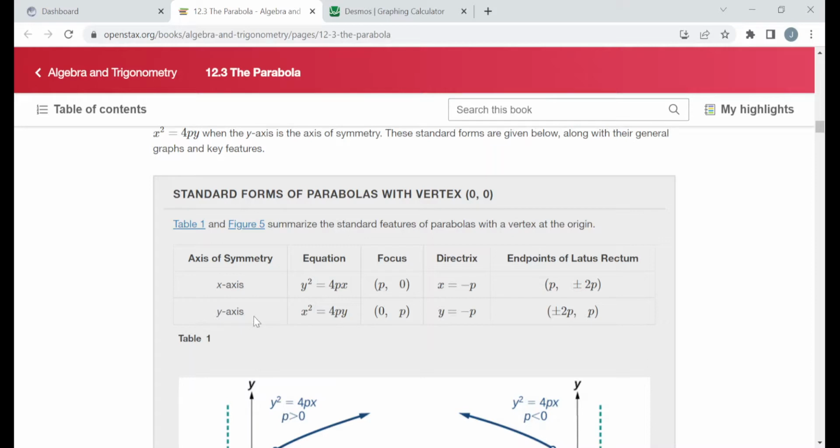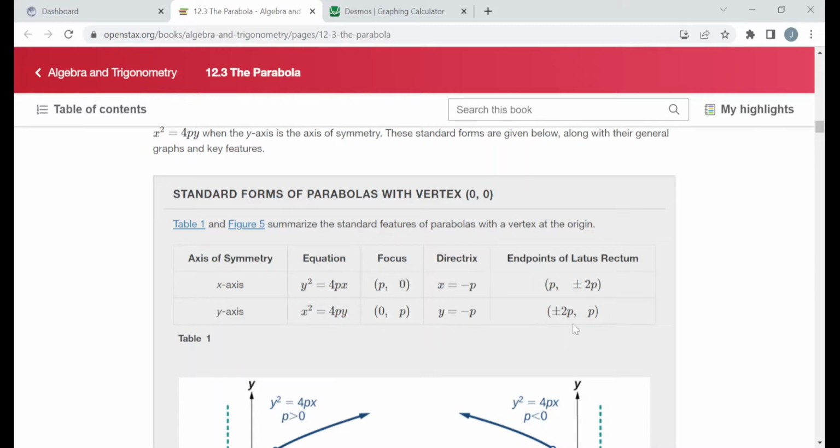Alright, and then if the axis of symmetry is the y-axis, or a vertical line, then the x will be squared and y will not be squared. So you have x squared equals 4py. And again, the value of p will help you determine the focus. And if you know where the focus is, then you can easily determine the directrix. It's the same distance on the other side of the vertex, and it'll be a horizontal line if the axis of symmetry is vertical.